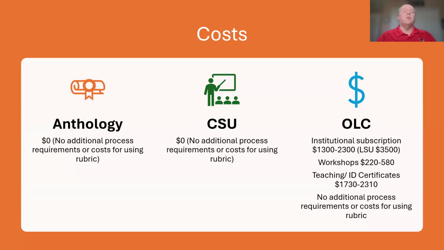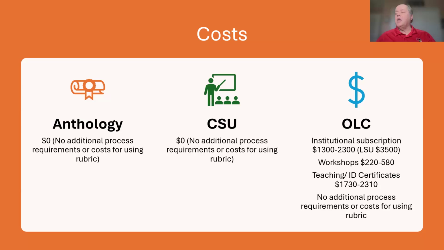So what are these costs? If cost is a major consideration, well then let's look at this. Anthology has no cost. You can just download the rubric. The CSU QLT has no cost. The SUNY right now also doesn't have a cost there.